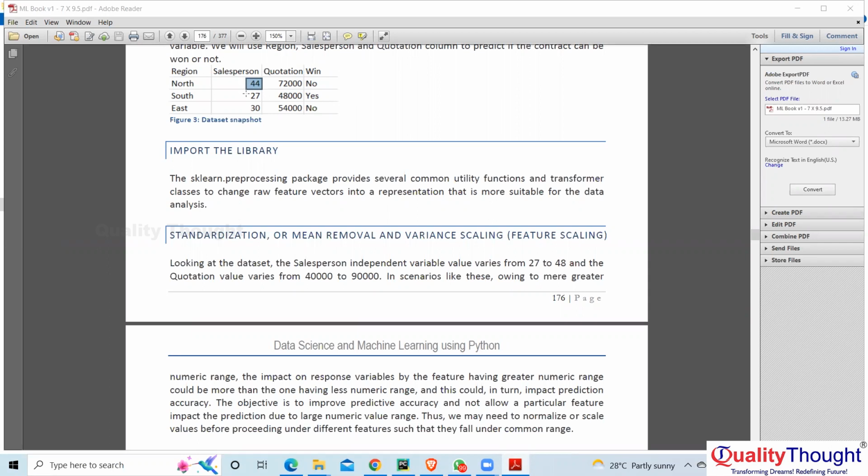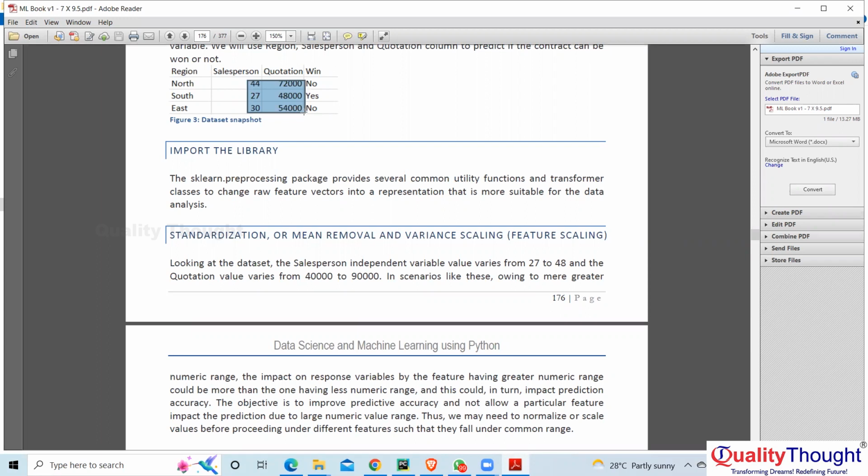Now here, 27 minus 27, so you get 0, and 0 by anything is 0 only. That's how you get 0. And for 30, it will be 30 minus 27 divided by 44 minus 27, so 3 by 17, whatever, that will be the value for 30. This is what we do in min max. Similarly, you will do it here. At the end, you will have values which are between 0 and 1 only, so now there is no problem and you can continue building your mathematical modeling.